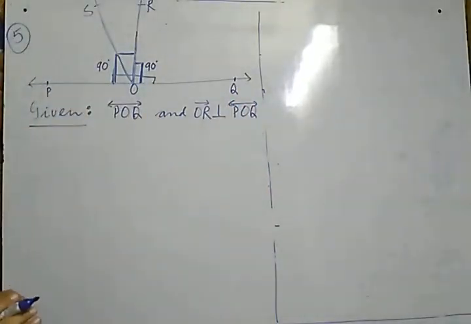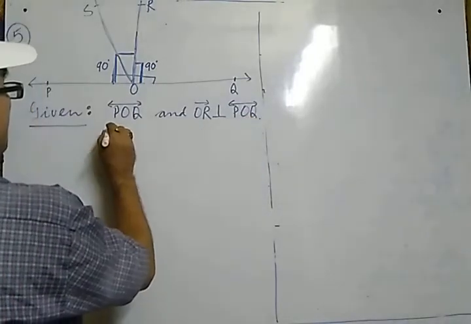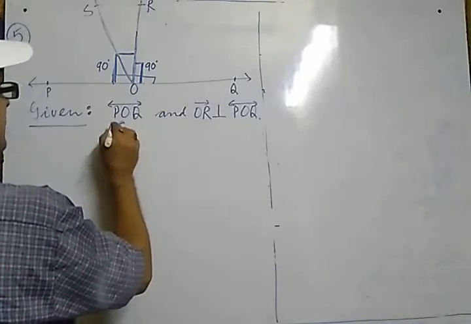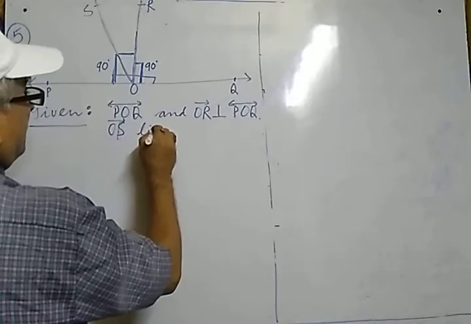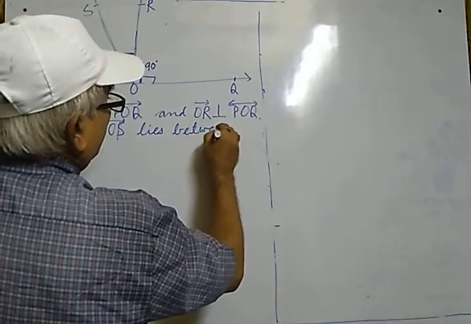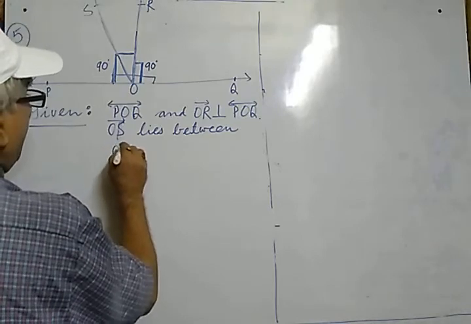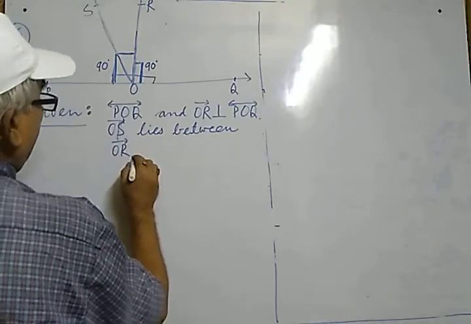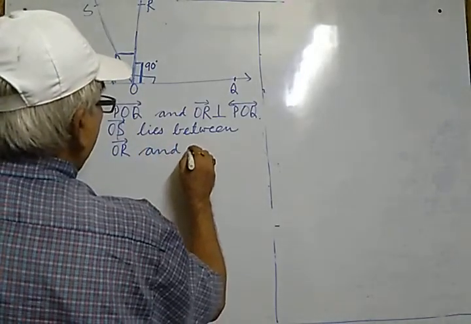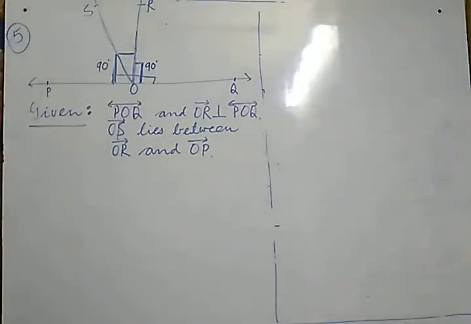This is given there. Again it is given ray OS lies between which one? OR and OP. OR and ray OP. This is given there.